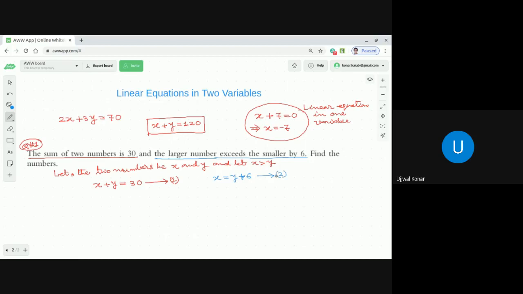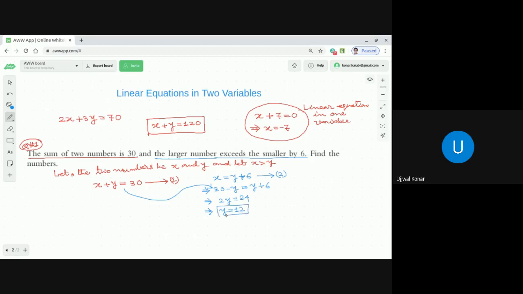And then what have we done? We have solved these two equations to find the value of x and y. As we know that x is equal to y plus 6, and from equation 1, x is equal to 30 minus y. So 30 minus y is equal to y plus 6. That implies 2y is equal to 24. Hence, we get the value of y is equal to 12.